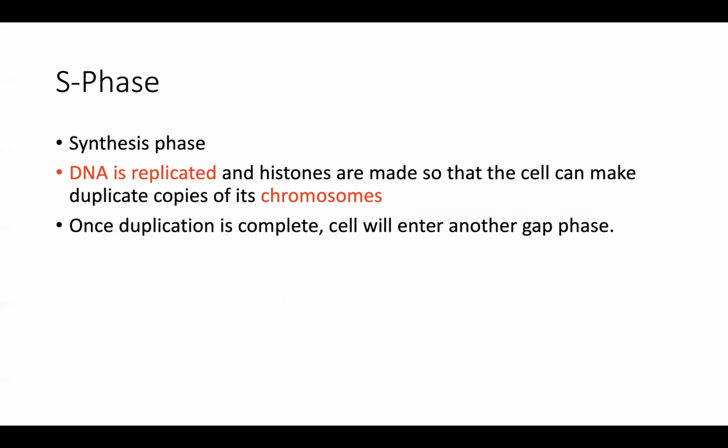All right, so then we have S phase, which is a synthesis phase. During this phase, DNA is replicated. The number of chromosomes that are present will be duplicated. It is very important that this process happens with accuracy and fidelity. Again, if there are any abnormalities or deviations from the normal chromosomal content count at this phase, then we risk this cell either being signaled for death or these abnormalities will be passed down to the daughter cell.